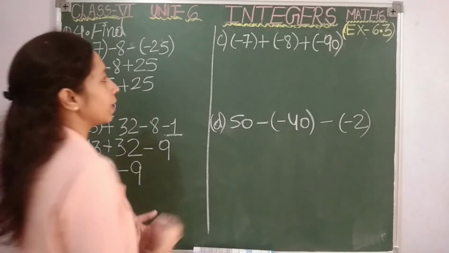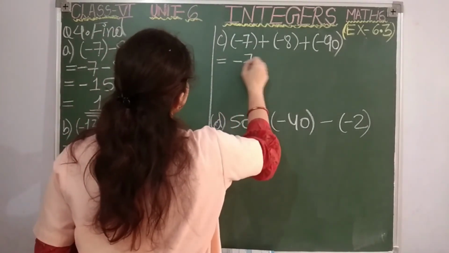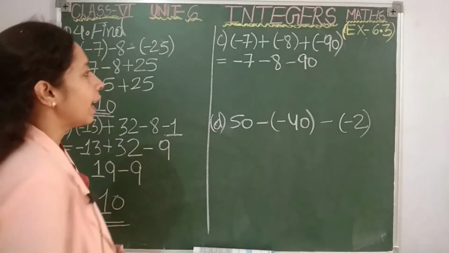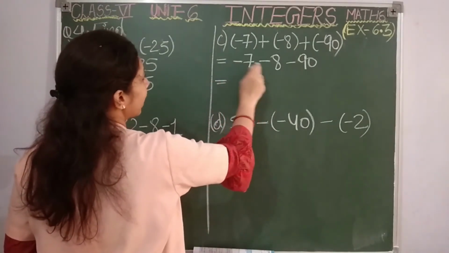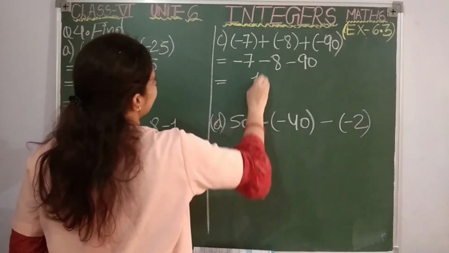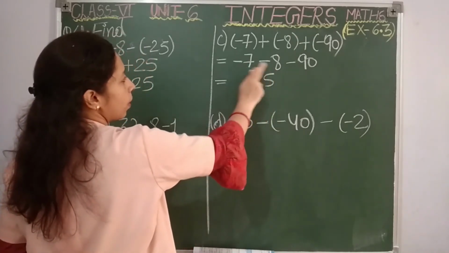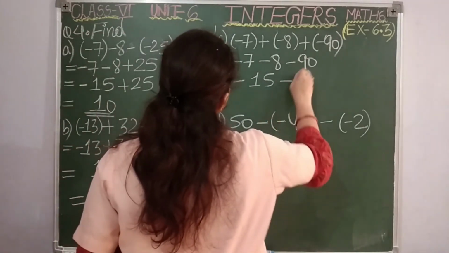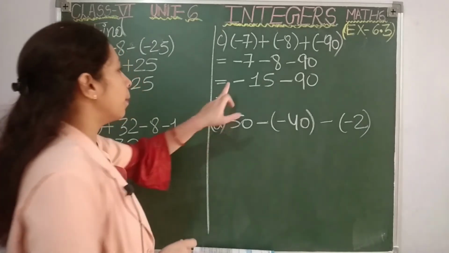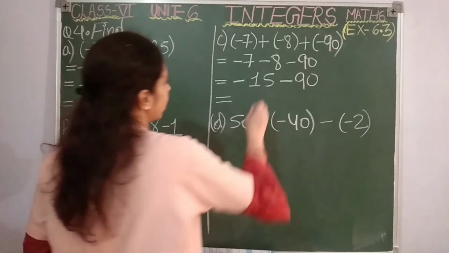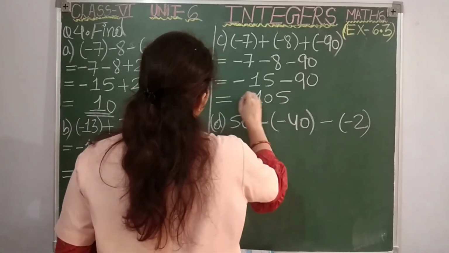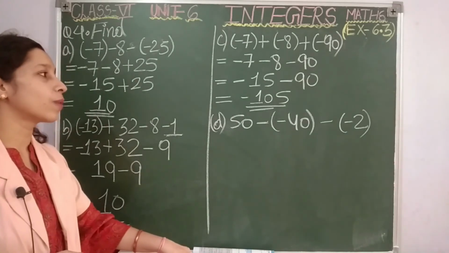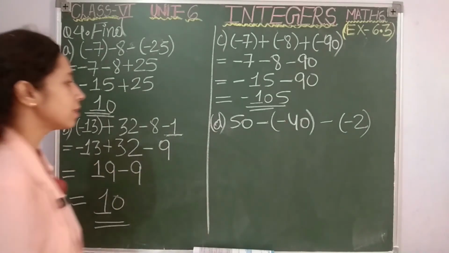Point number C, students. Again take the values out of the bracket. Minus 7 plus minus minus 8 plus minus minus 90. Clear? Let us solve these two first. Minus minus plus. So 7 plus 8, 15. Okay, 8 is the greater number among these two with a negative sign. So with 15 also I'll write a negative sign. Then minus 90. Now again minus minus plus. 90 plus 15 will give us 105. As 90 is the greater number with a negative sign, here in the answer also I'll put a negative sign. Minus 105.